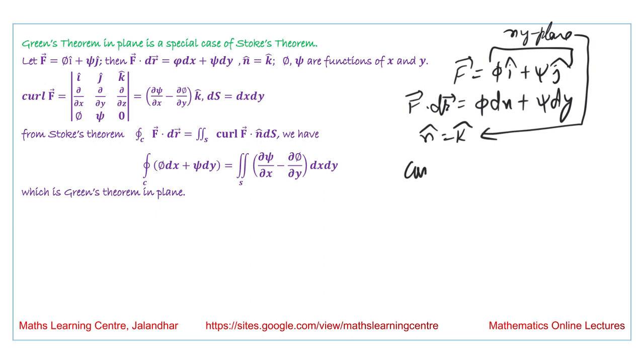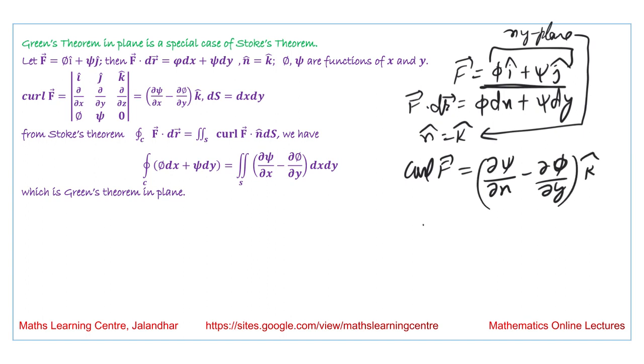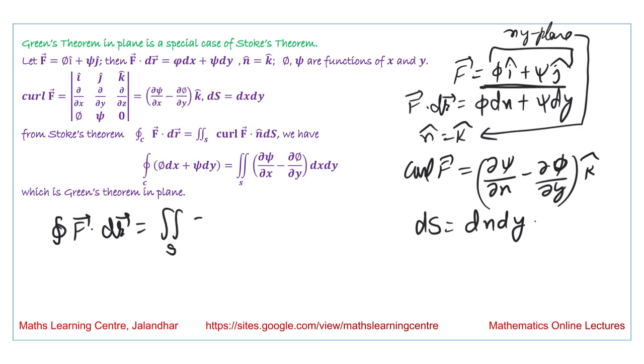Now if we calculate the curl of f vector, the value we obtain is curly psi by curly x minus curly phi by curly y into k cap. The value of ds is equal to dx into dy. So if we apply the Stokes theorem over here, we are saying it is integration of f vector dot dr vector, that is equal to the double integral over S of curl of f vector dot n cap into ds.